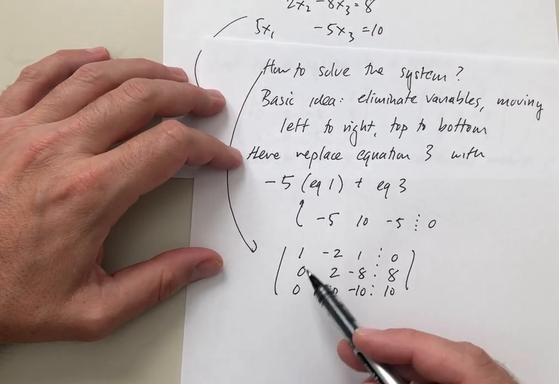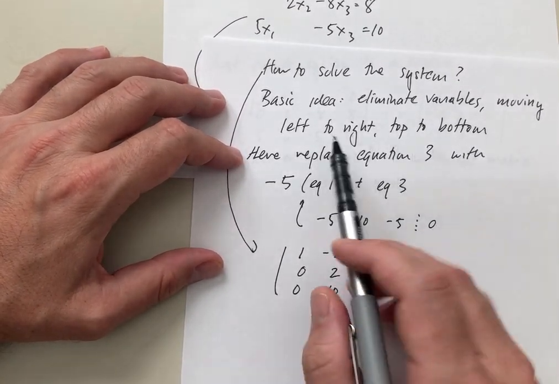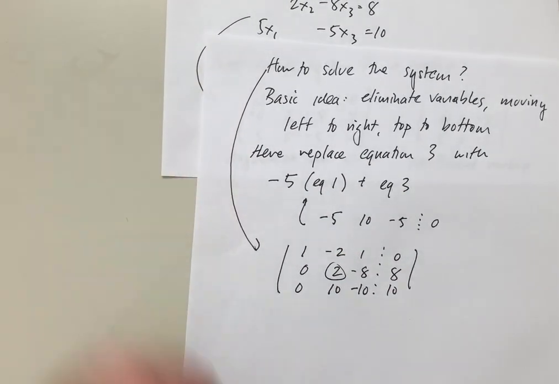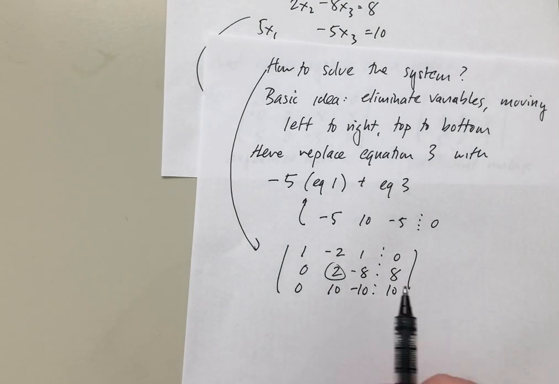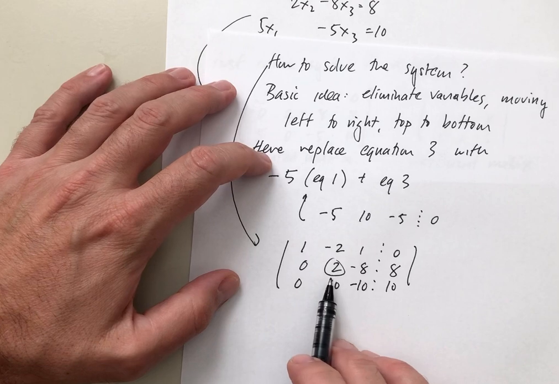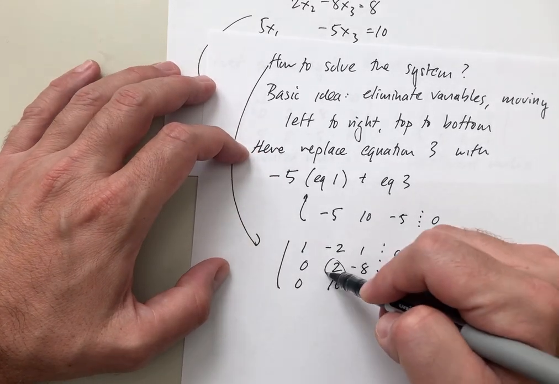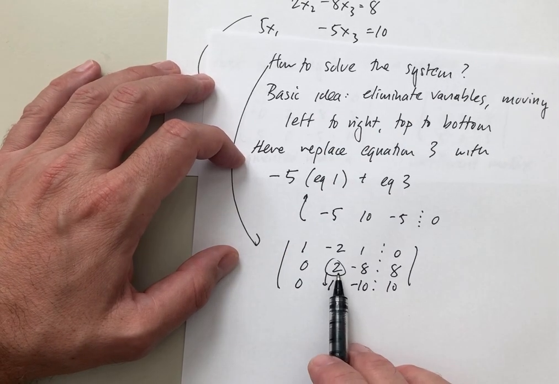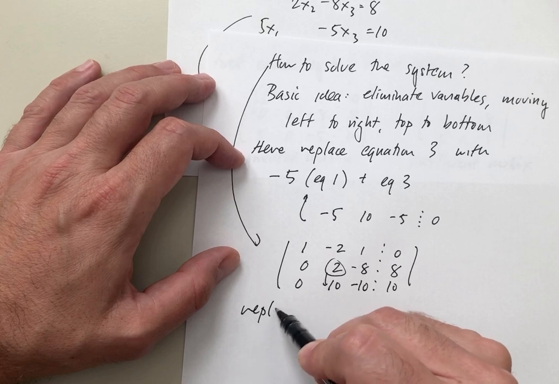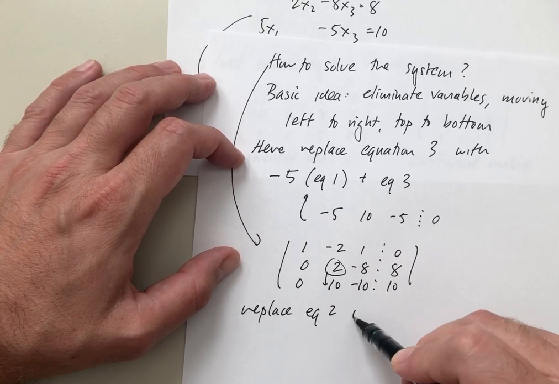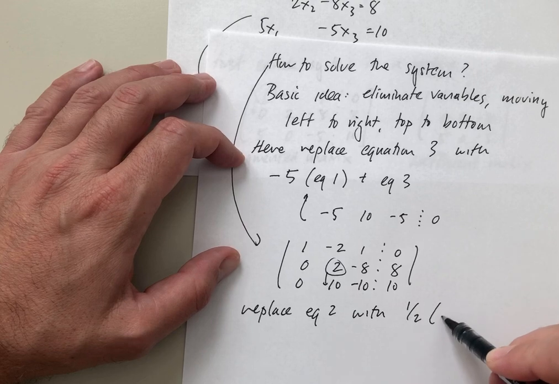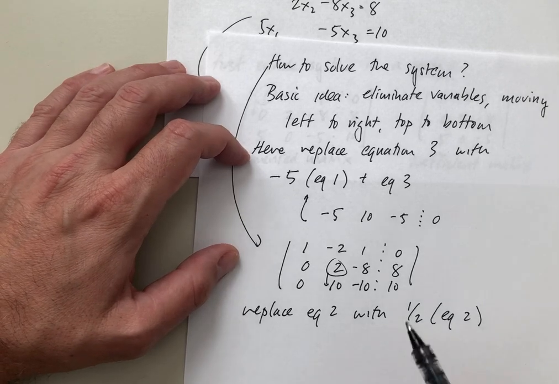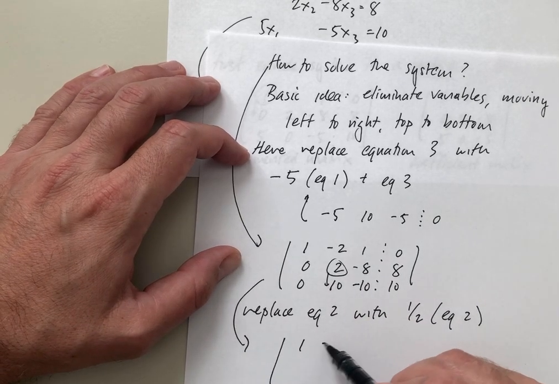So I've cleared all the instances of x1. I'm moving left to right, like I said. I now see that there's an instance of x2 in what's called the next pivot position. And I want to clear below this x2 instance. But what I'm going to do first is, if you remember before, it was useful to have a 1 as the entry here. So I'm going to replace equation 2 with 1/2 times equation 2. I can scale an equation; that doesn't change the solution set. So I'm just going to leave equation 1 alone.